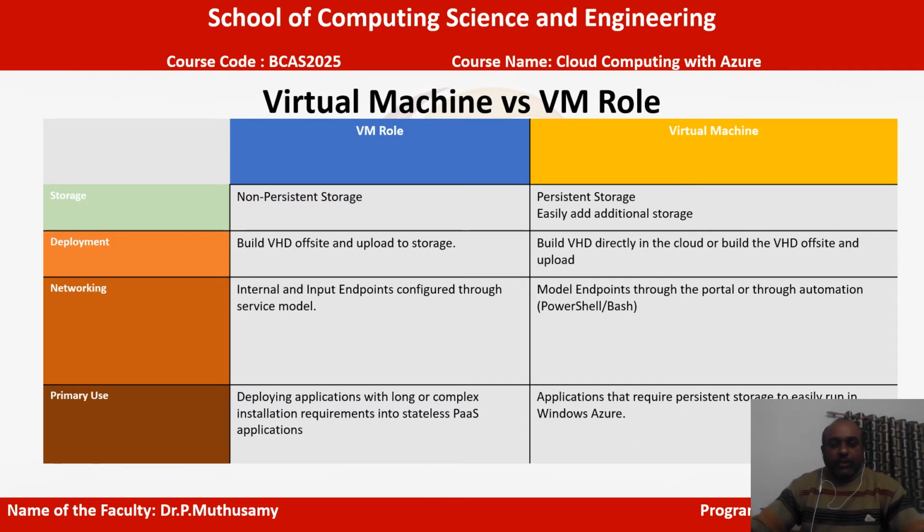Fourth one is primary usage. That is deploying applications with long or complex installation requirements into stateless platform as a service applications, PaaS. Here, applications that require persistent storage can easily run in Windows Azure.